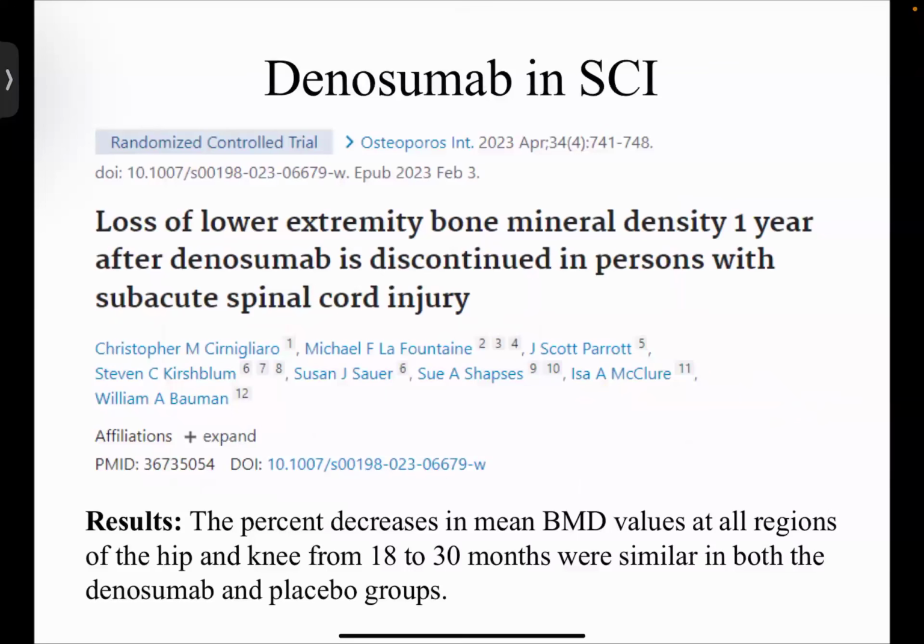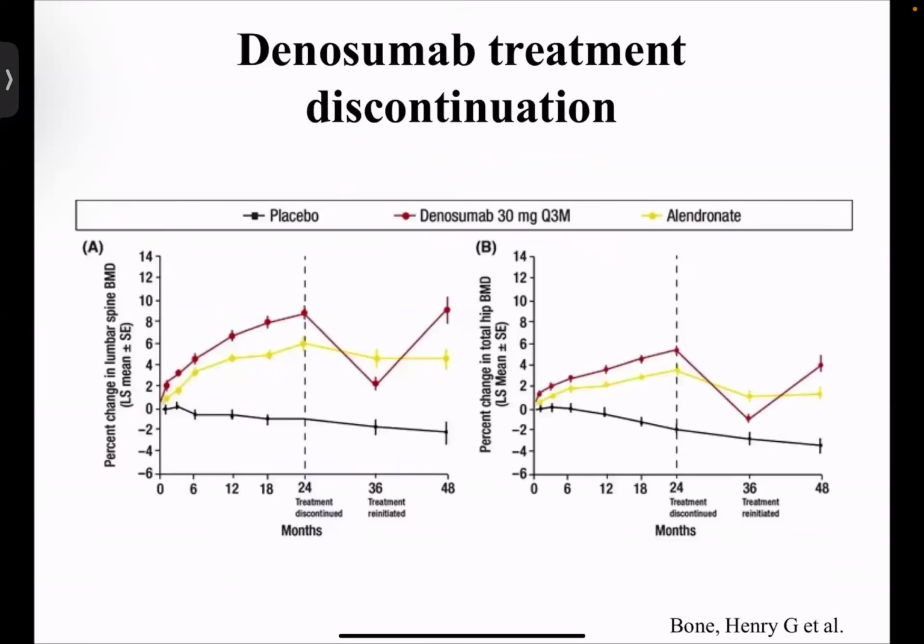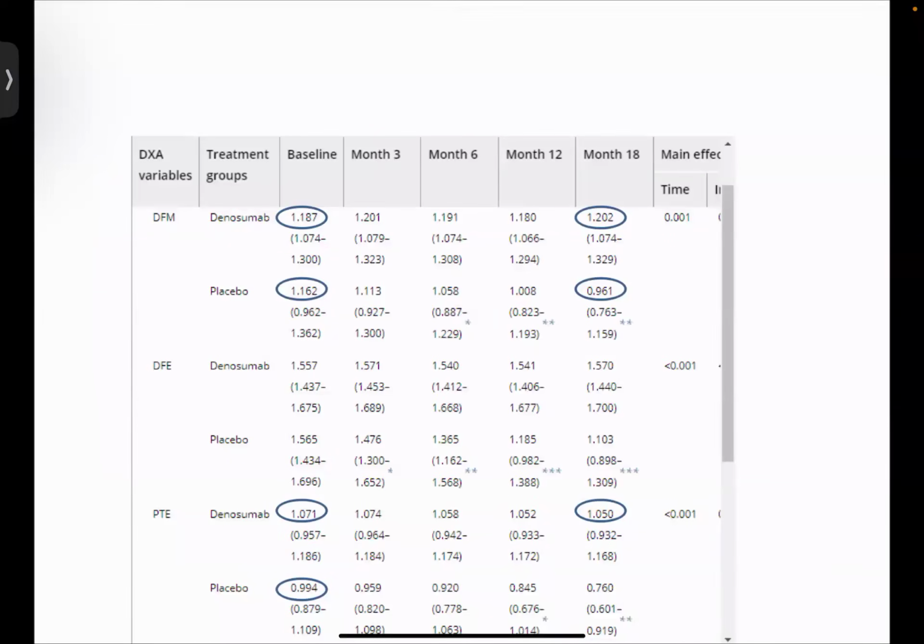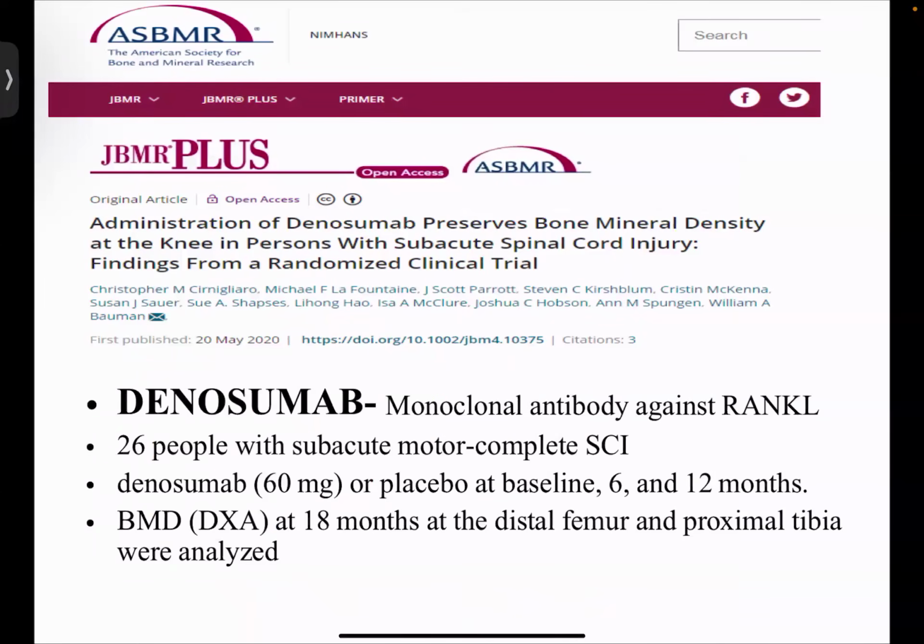So what I told earlier, the study of denosumab in spinal cord injury, where they looked at 0, 6, 12 months, the same group, Christopher Cirnigliaro, they just continued the study. This is the earlier study which I was talking about. They gave denosumab at baseline, 6 months, 12 months. They followed up at 18 months. So in 18 months, they showed that BMD is maintained.